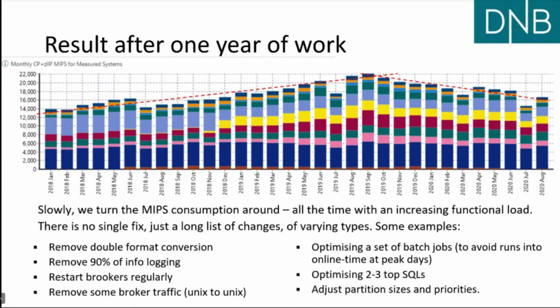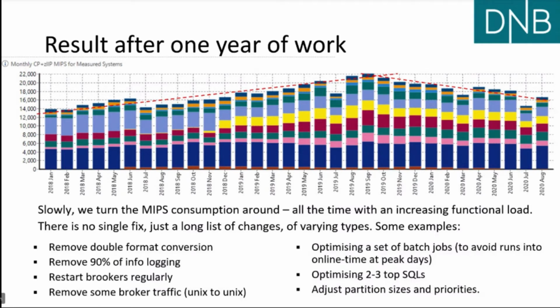We had a good number of applications for logging. That was very useful, but it cost a lot. So we removed quite a lot of that. We also started to restart the brokers regularly. And then we removed some of the broker traffic. I have a broker on the mainframe and we use that even for Unix to Unix traffic. And in the end, we saw that maybe we don't have to take the traffic through them.